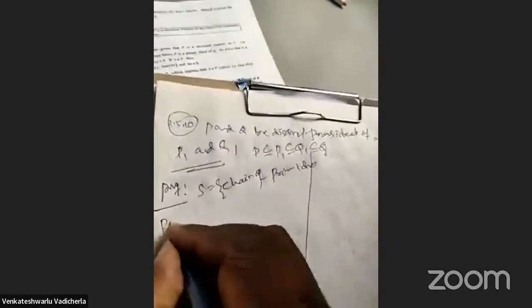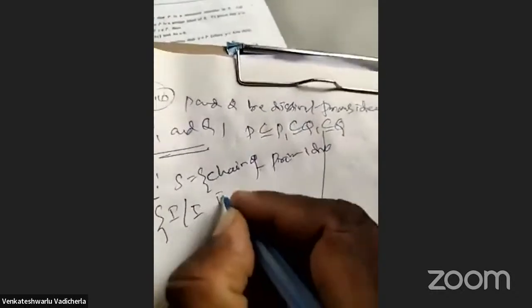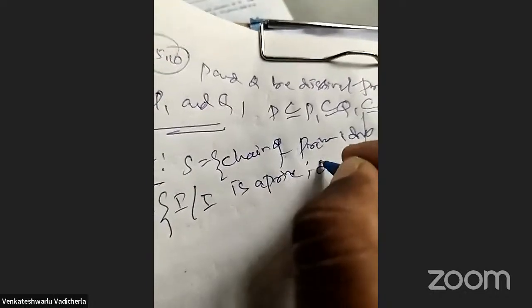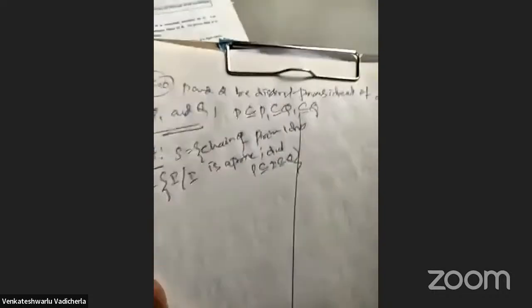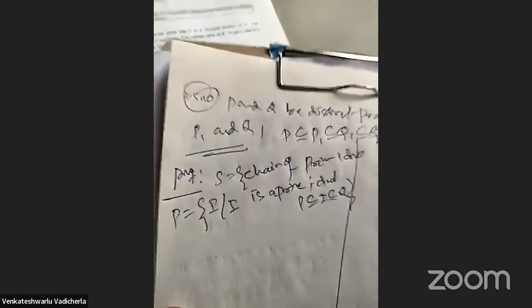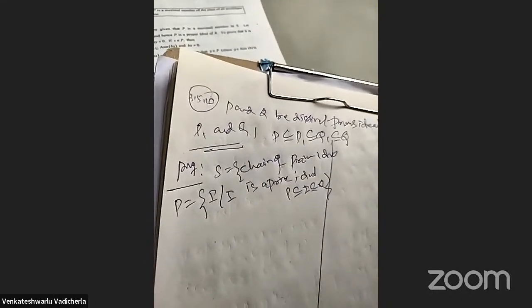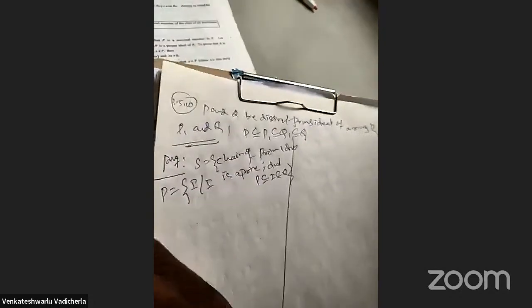We can take the set of all I such that I is a prime ideal with P ⊆ I ⊆ Q. So S is the class of chains of ideals, and Ci is a chain in S. Is it clear?